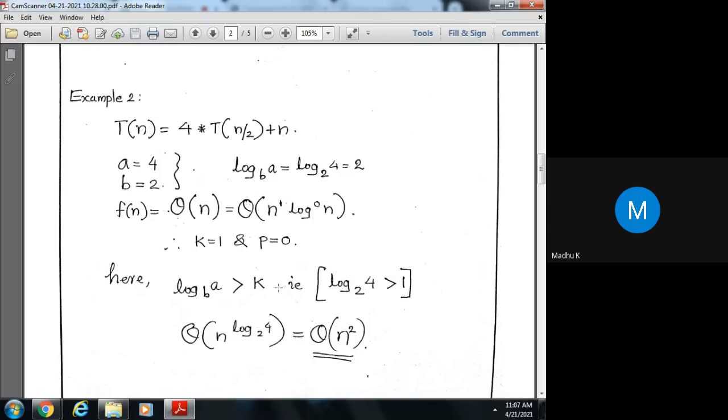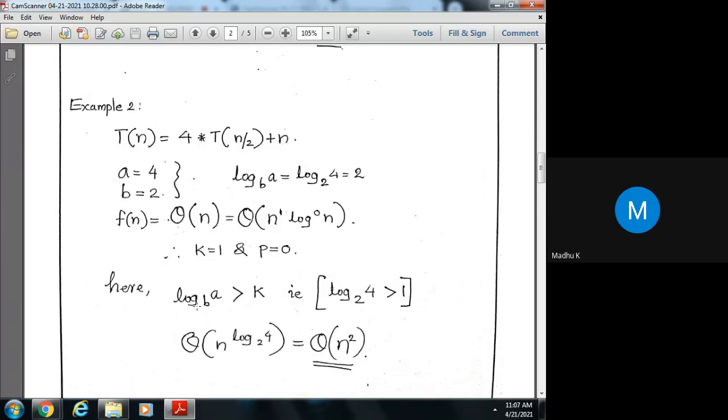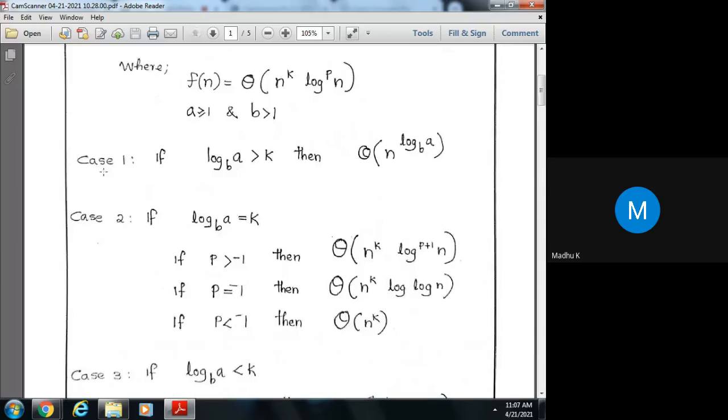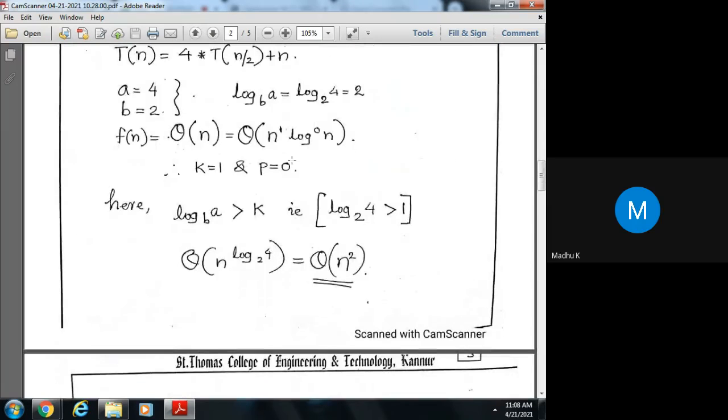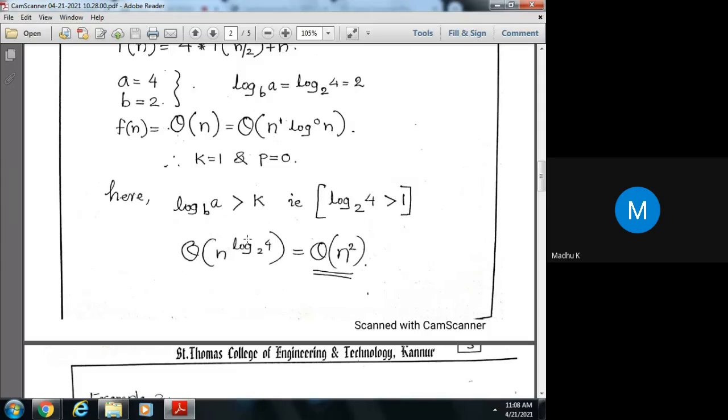So case 1 is executed, and what will be the result? This is case 1: theta of n raised to log base b a. In this case, the value of b is 2 and the value of a is 4, so log base 2 of 4. What is log base 2 of 4? It is 2. So the result is theta of n squared.